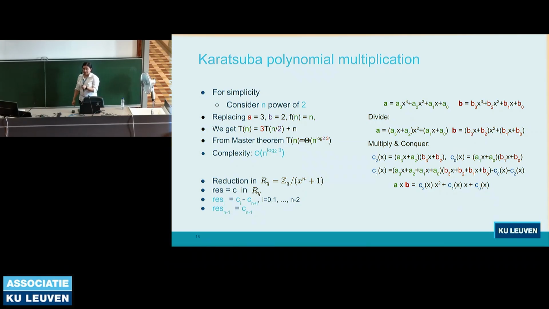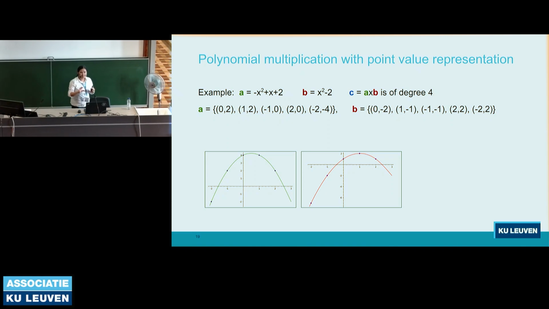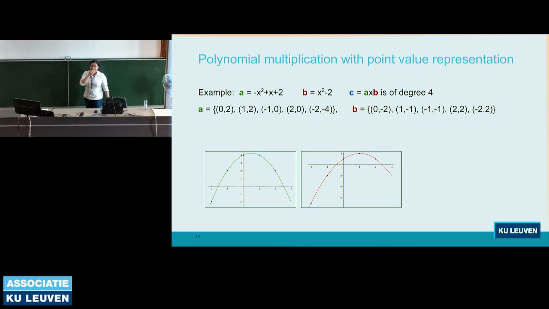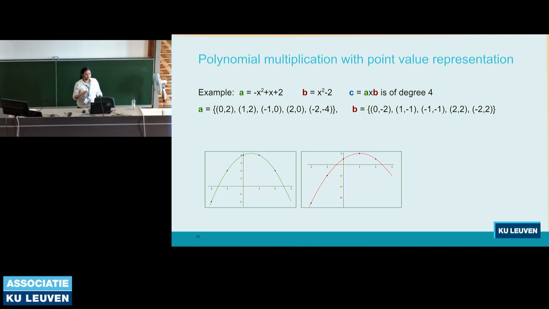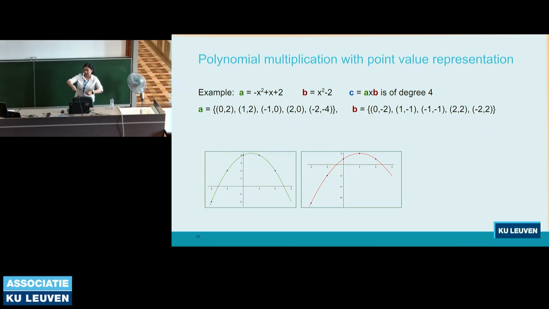But we can improve it. We can generalize it a bit more. How do we do that? This is the technique we mostly used. What we can do is bring a polynomial from polynomial representation to point value representation, right?